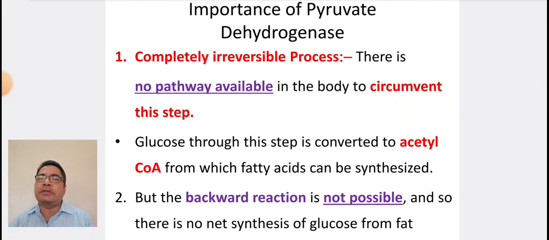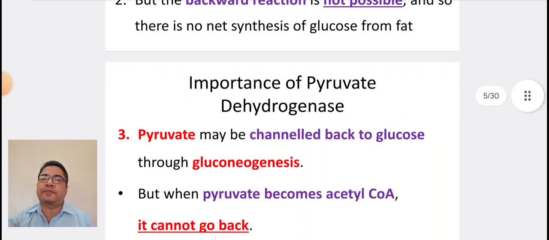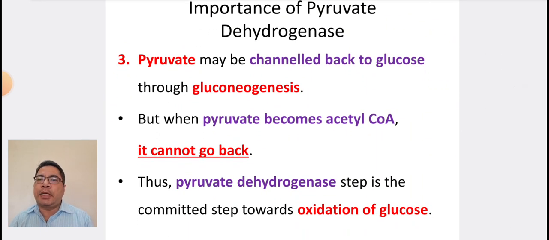Coming to importance of PDH or importance of pyruvate dehydrogenase, it is a completely irreversible process. There is no pathway available in the body to circumvent this step. Glucose through this step is converted to acetyl-CoA, from which fatty acids can be synthesized. But the backward reaction is not possible, and so there is no net synthesis of glucose from fat. Pyruvate may be channeled back to glucose through gluconeogenesis, but when pyruvate becomes acetyl-CoA, it cannot go back. Thus, the pyruvate dehydrogenase step is the committed step towards oxidation of glucose.